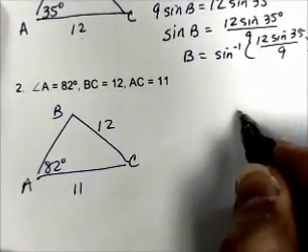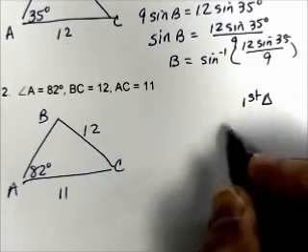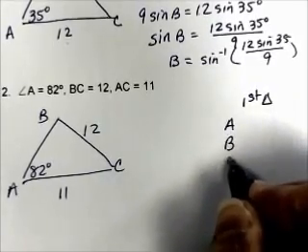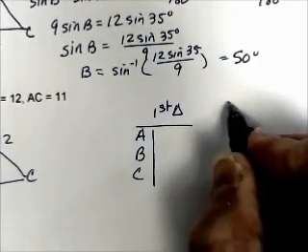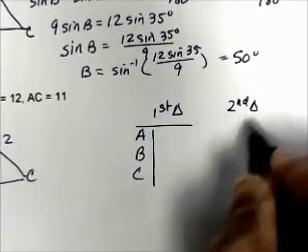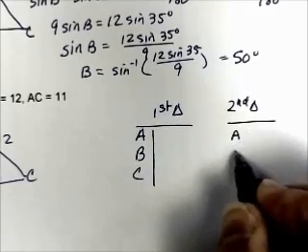Here we'll set up our 2 tables. Our first triangle, our angles are A, B, and C. Our second triangle, angles A, B, C.